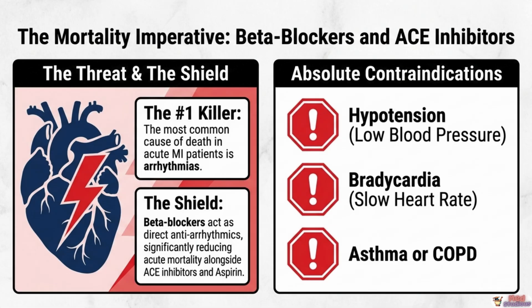Heterogeneous conduction through zones of normal and ischemic tissue creates re-entry circuits that generate ventricular tachycardia and ventricular fibrillation. Beta blockers act as direct antiarrhythmic agents in this context. They reduce sympathetic-driven automaticity, slow conduction through the AV node, decrease myocardial oxygen consumption by reducing heart rate and contractility, and have been shown in landmark trials, including ISIS-1, to significantly reduce acute mortality.